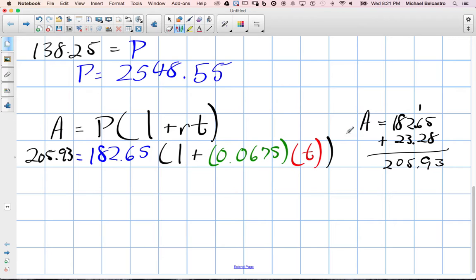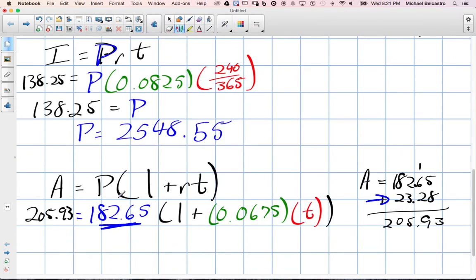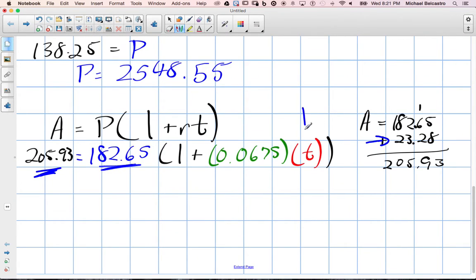Filled in all the slots. Our A value is our original principal plus our interest earned. So we took this principal, added the interest earned, and that's how much is in the bank account now. We've got to isolate for T.